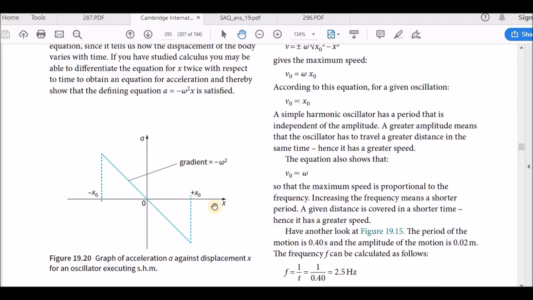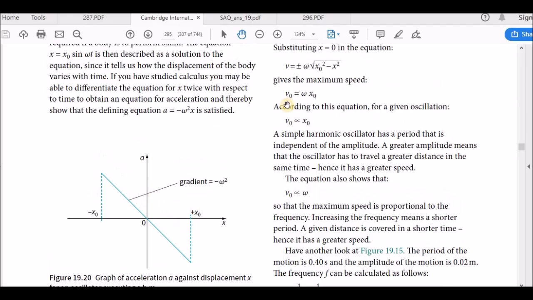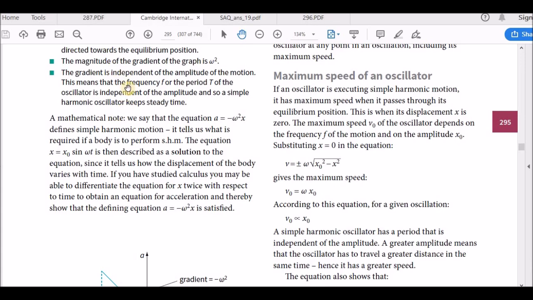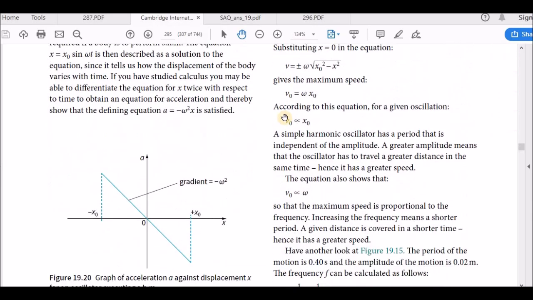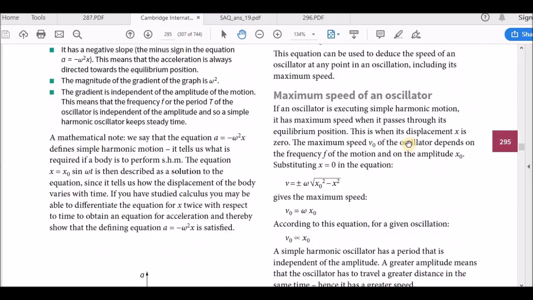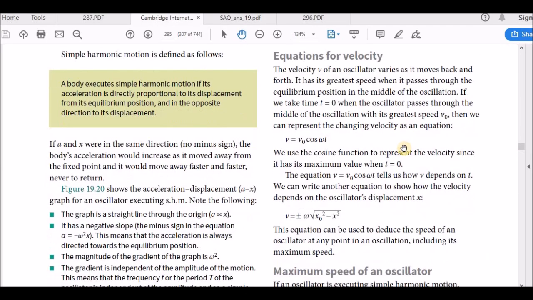So you should know this, the angular frequency is constant, and that is what is explained over here. The gradient is independent of the amplitude of motion. This means that the frequency f or period T of the oscillator is independent of the amplitude, and so a simple harmonic oscillator keeps steady time. Then we have more equations. Again, all these equations are very important.